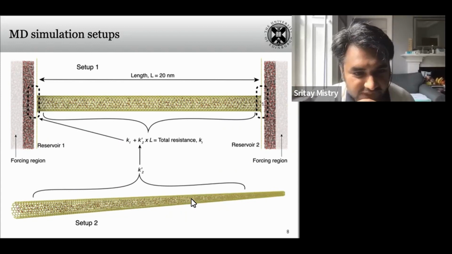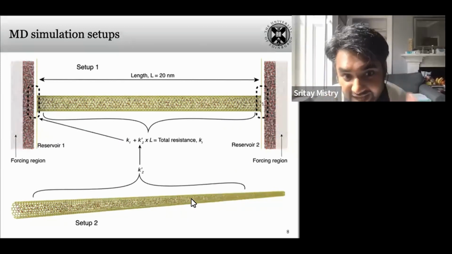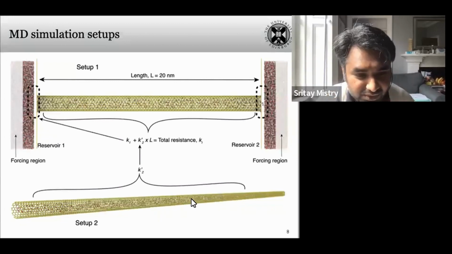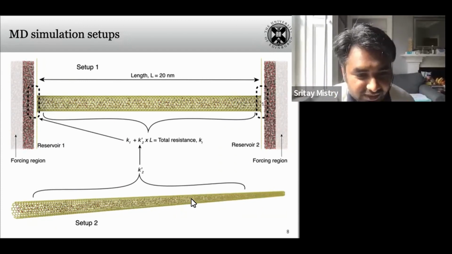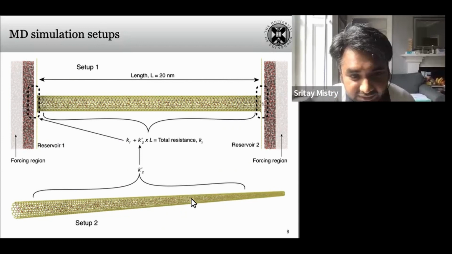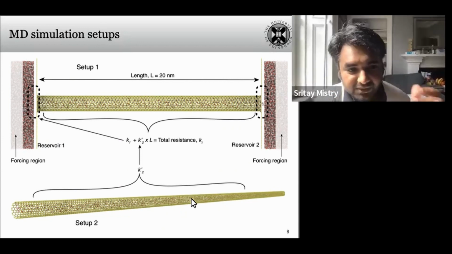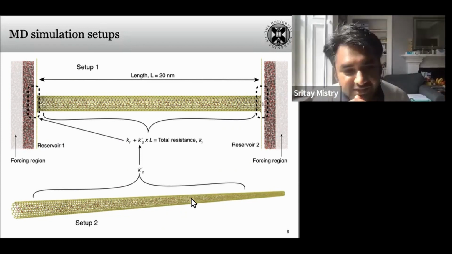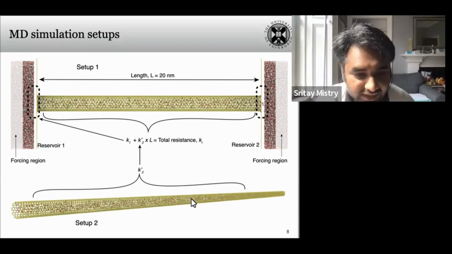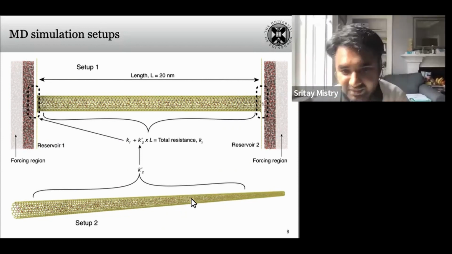Right, so now we have two different setups, one which has end resistances and one which does not have end resistances. And then it's a simple linear set of equations. We can calculate K1 and K2. Because again, remember, from MD, we can only get the total resistance. We can get the total mass flow rate and the total pressure drop. So we can only get the total resistance. And when we have these two systems, we can then calculate K1 and K2, that is the end resistance and the nanotube resistance, individually. Right.